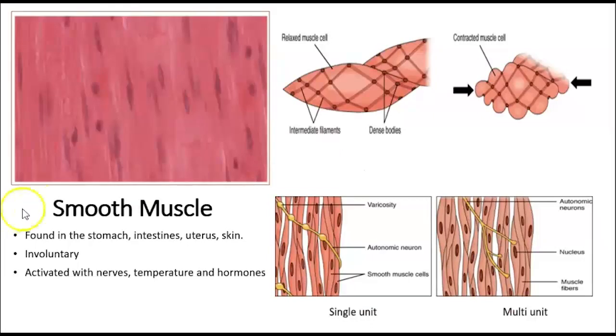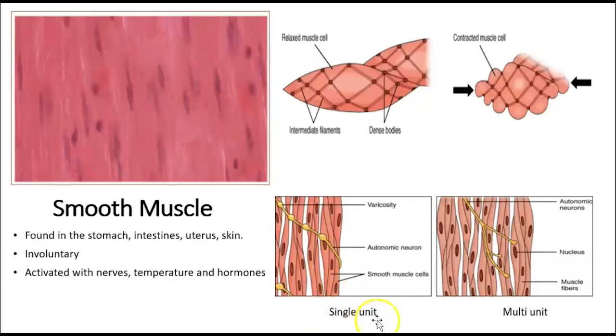Smooth muscle, the same. We said they are found in your abdominal organs, such as, for example, your stomach, and is controlled involuntarily. And the smooth muscle can be activated with nerves, but also by other factors such as temperature and hormones as well. The cells in the smooth muscle are going to be distributed individually like this, or in groups, as you can see right here. In these groups, they are connected with gap junctions. Since they are connected, they work as one unit.